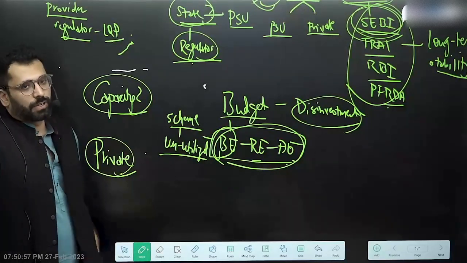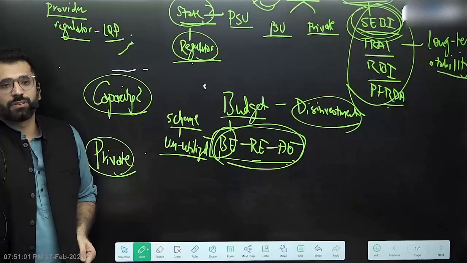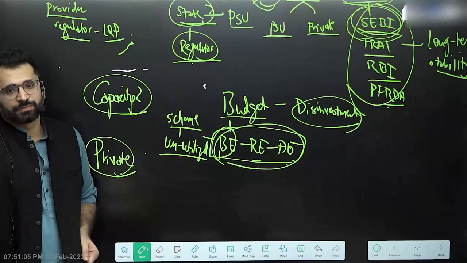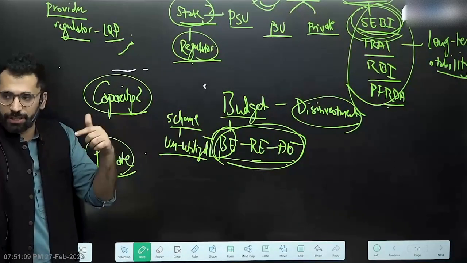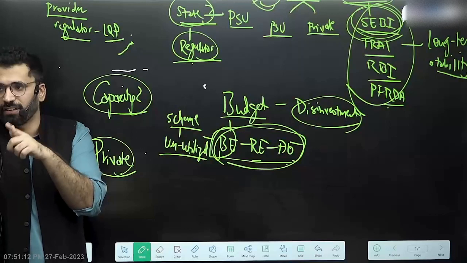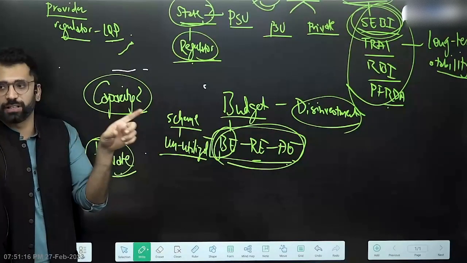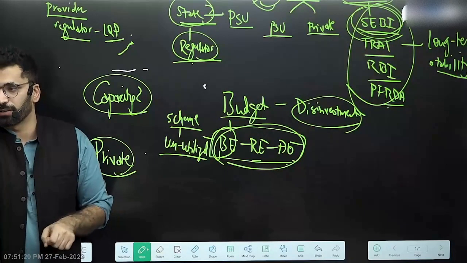What's the scheme of the government in the health sector? What is Ayushman Bharat? Insurance. There is no investment in capacity. Yes, there are the health and wellness centers at the primary level and the insurance. You see the quantum of funds which they have given to health and wellness centers and the quantum of funds they have dedicated to Ayushman Bharat.